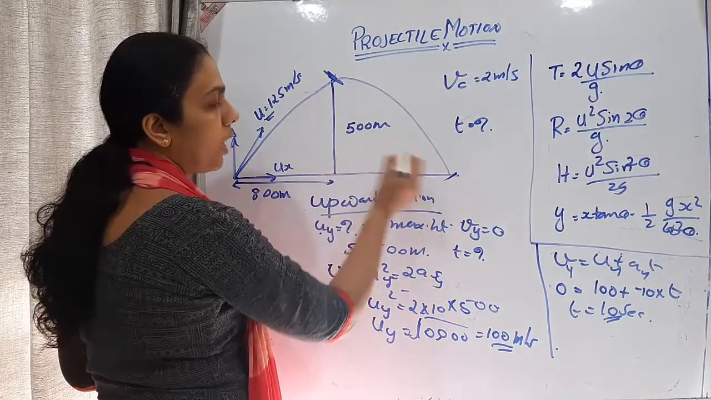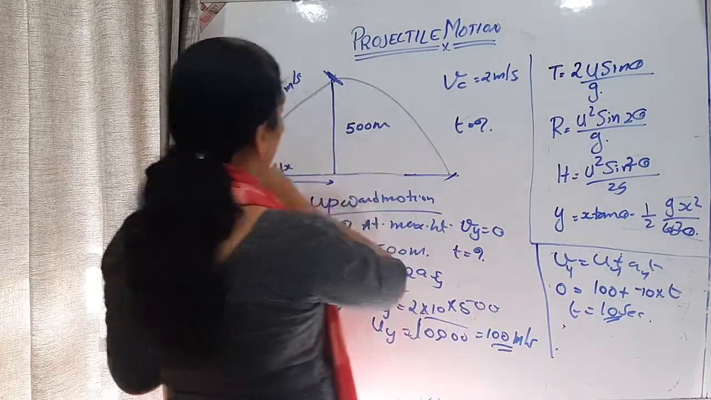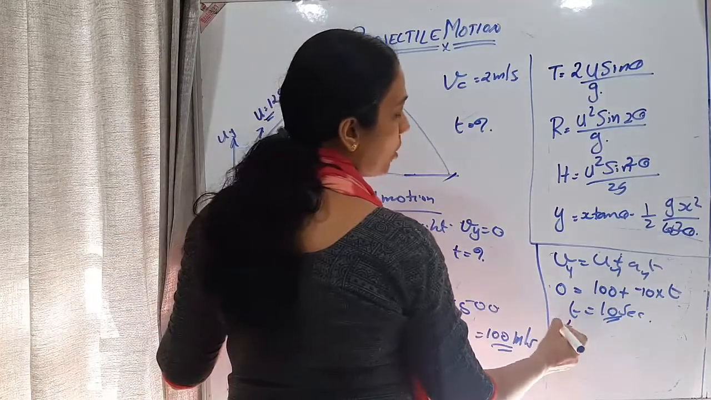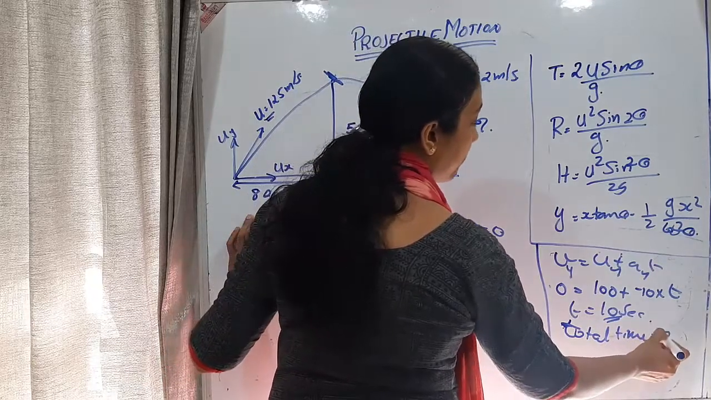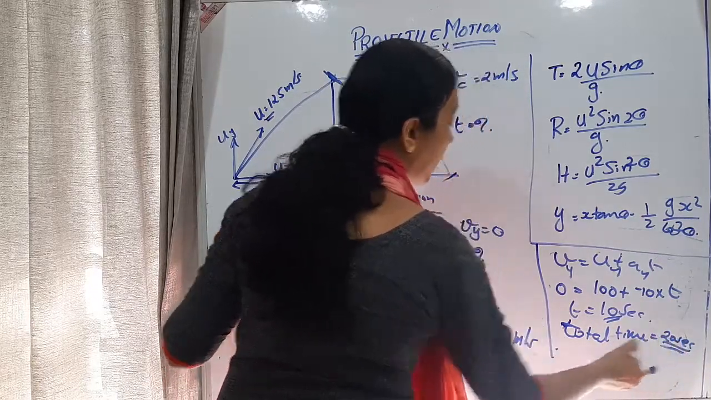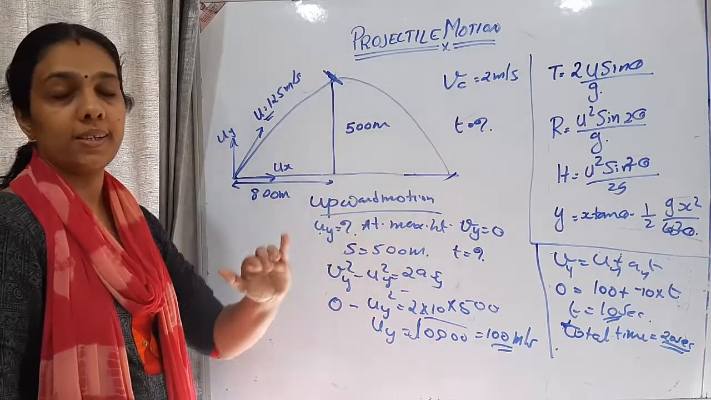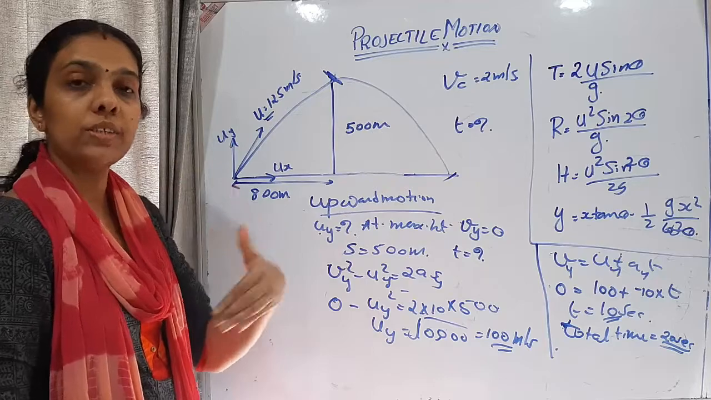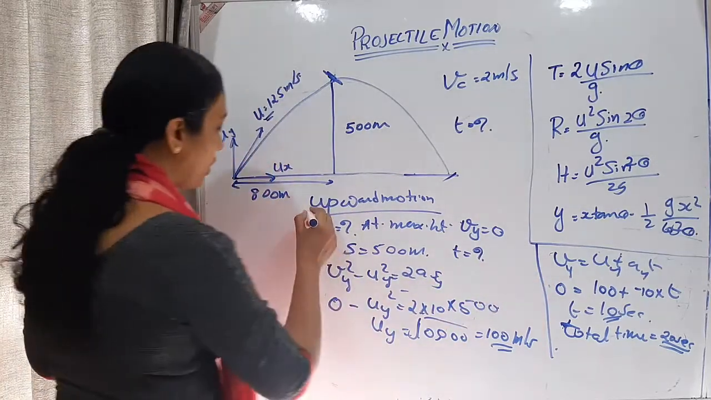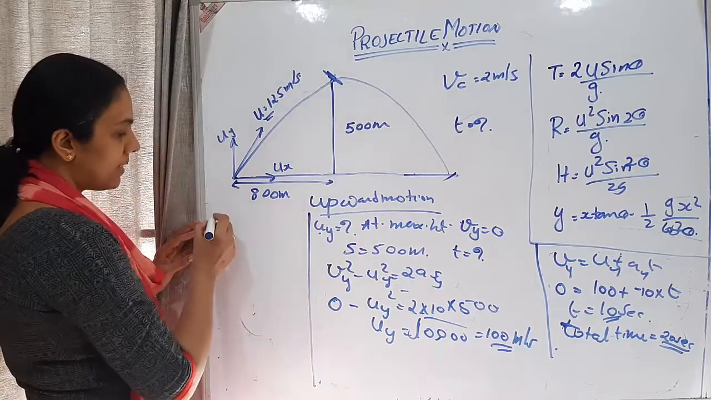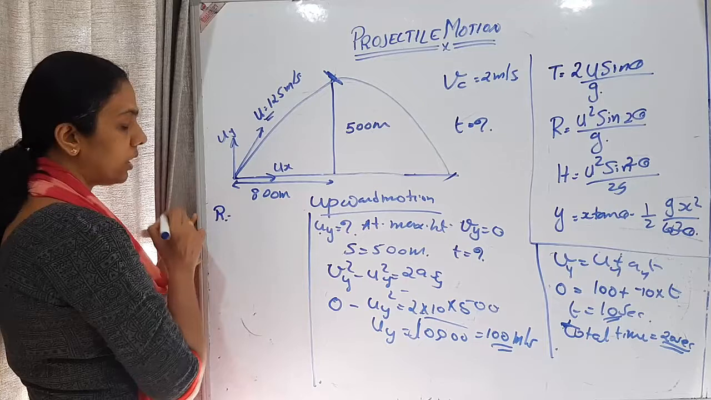The downward motion is the same way. So the total time of flight will be equal to 20 seconds. So now we got the value as 20 seconds. Now we need to find out the horizontal distance, how much distance it will be covering horizontally. So in 20 seconds of time, the distance covered horizontally, or we can write down, the range.